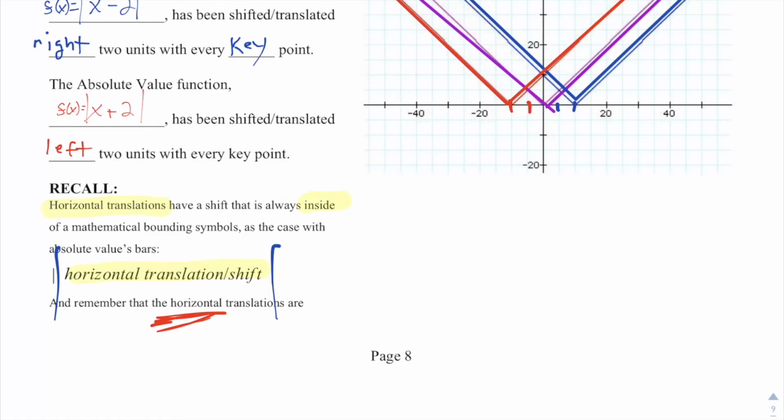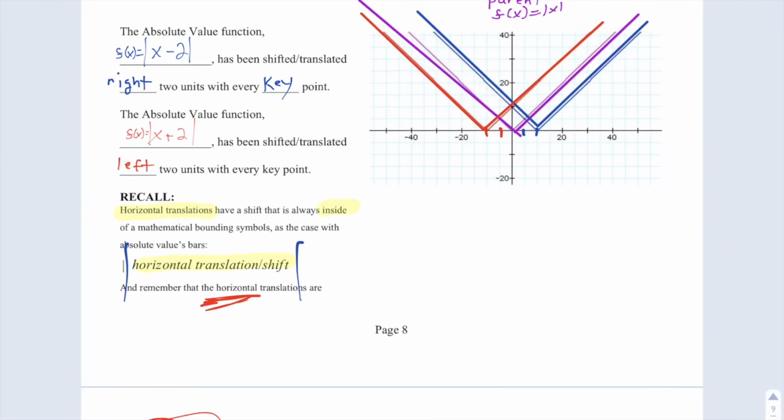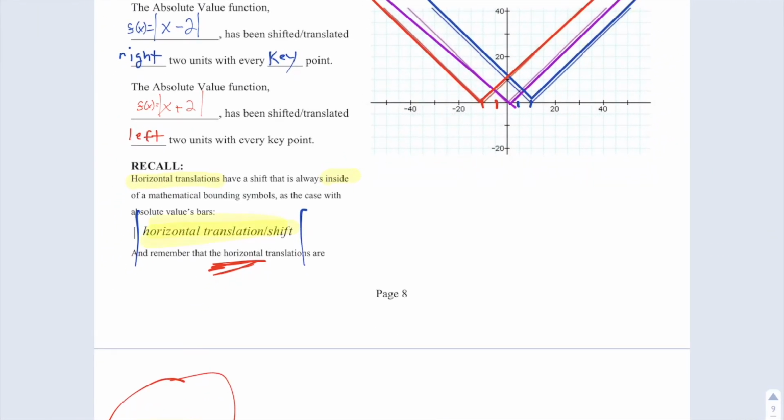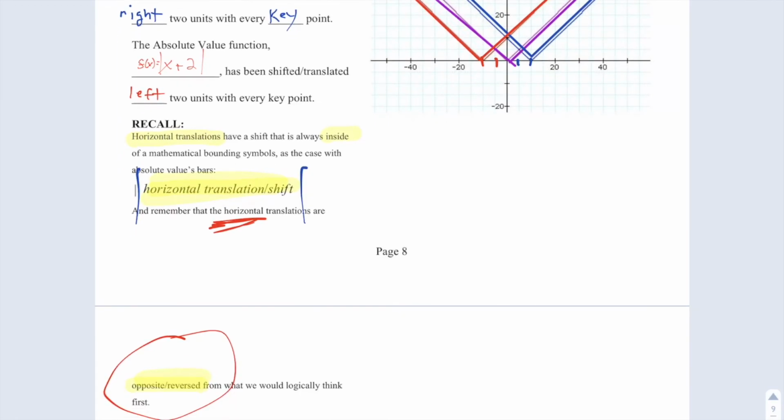So the big thing with this is just to understand that it's going to be inside the bars with the variable, and it's going to be opposite or reversed of what you think. Good luck on your practice sets.